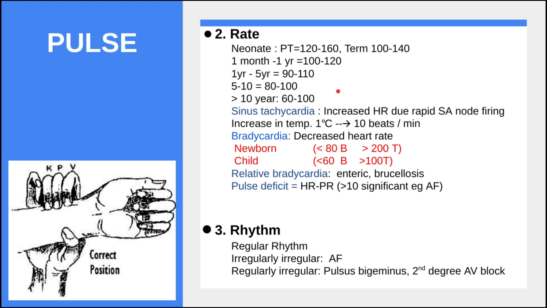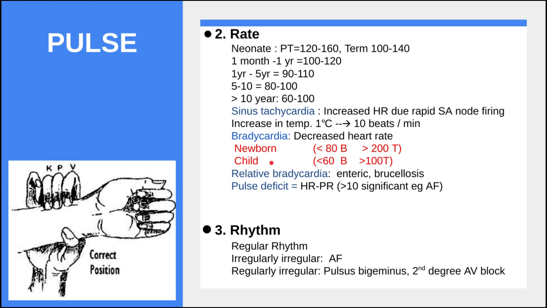Sinus tachycardia is an increase in heart rate due to rapid firing of the SA node in exercise, emotional state, fever or hypovolemia. In fever, a 1 degree centigrade rise in temperature leads to a 10 beats per minute increase in heart rate. Similarly, bradycardia is a decrease in heart rate. In a newborn, heart rate less than 80 is bradycardia and more than 200 is tachycardia. In the child age group, heart rate less than 60 is bradycardia and more than 100 is tachycardia.